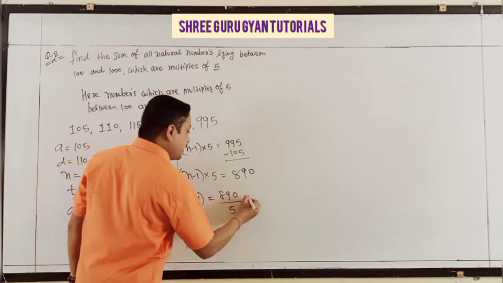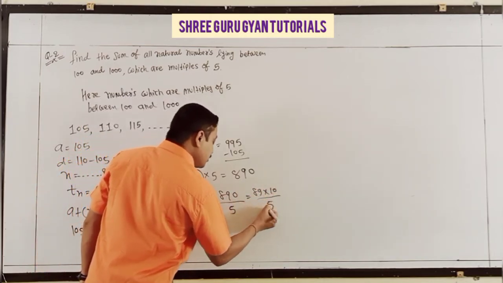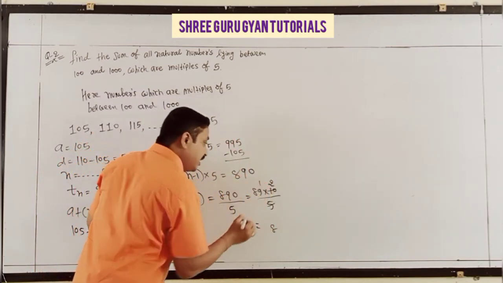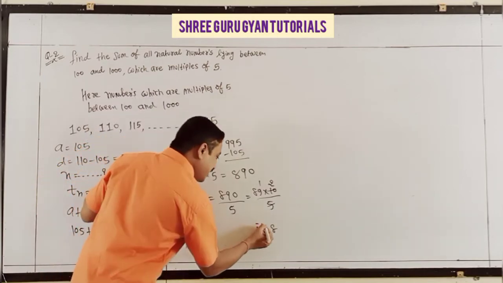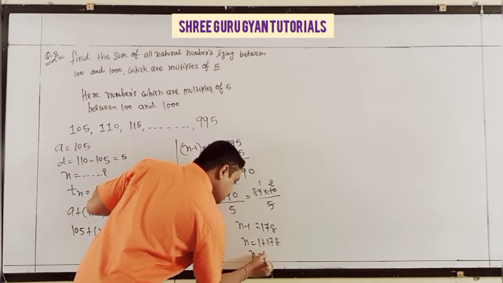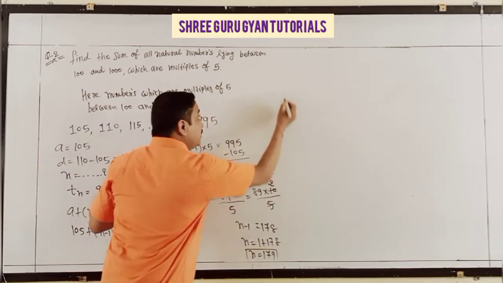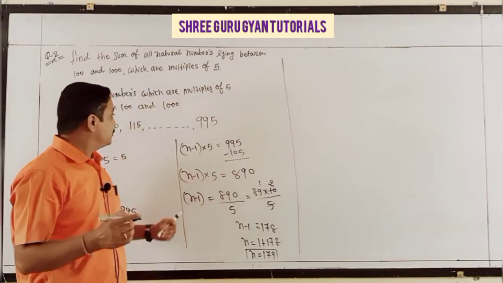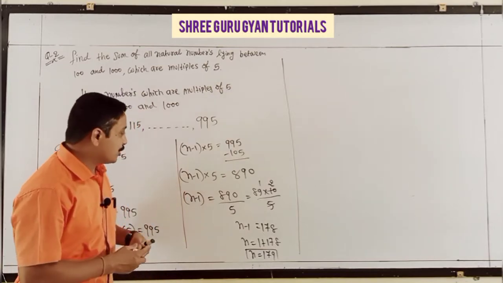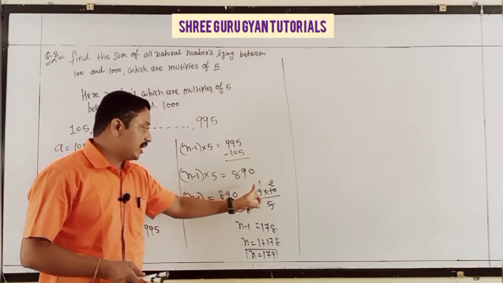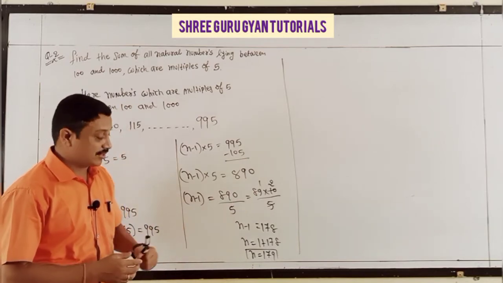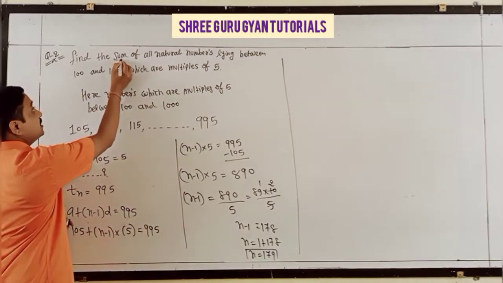Very easy. It is 89 into 2, 10. 5 twos are 10. So your total: 9 twos are 18, 1 carry, 8 twos are 16, plus 1 is 17. 178, and adding 1 gives 179. It means the total number of terms from 105 to 995 is 179. Once more I check: 9 twos are 18, 1 carry, and 8 twos are 16 and 17. 178 plus 1. Now I want the summation.